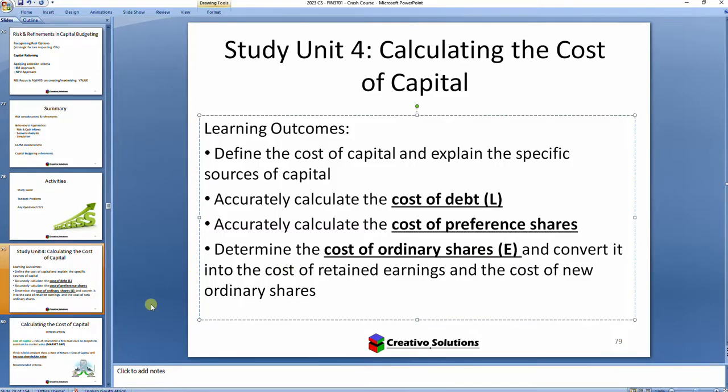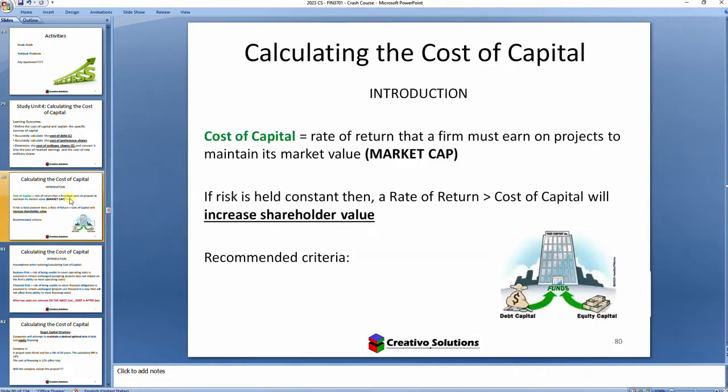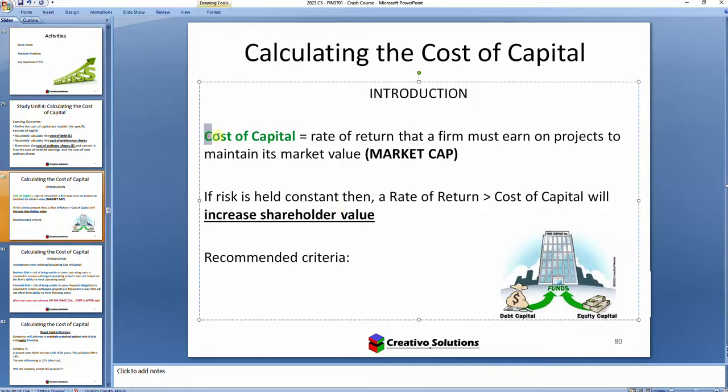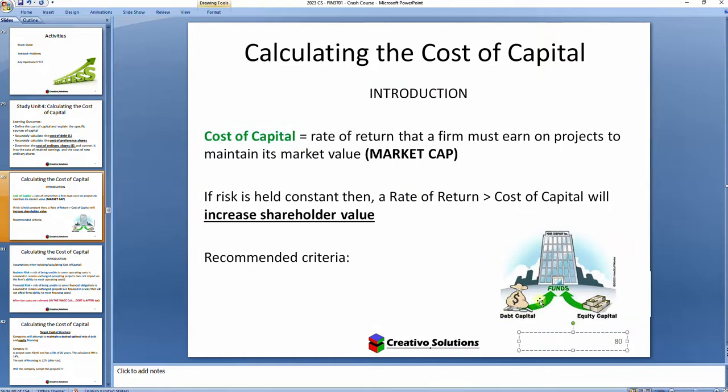All right, so the first few slides is purely theory. I'm not going to spend too much time on this. I'm just going to highlight some of the important points. When you see the words cost of capital in an exam, you need to think, every company is unique, every company is different. Every company will raise capital using a certain amount of debt and a certain amount of equity. It's their choice. Some companies are more aggressive, they'll use more debt.